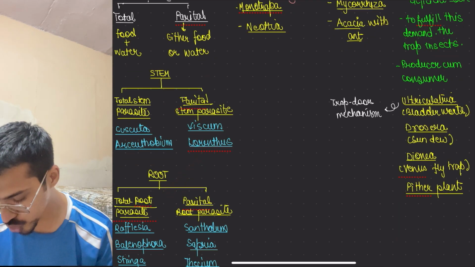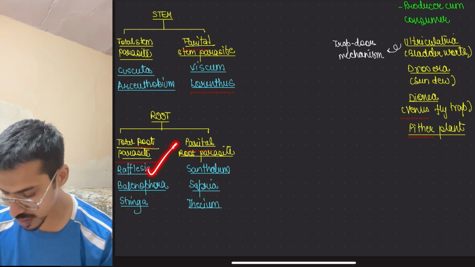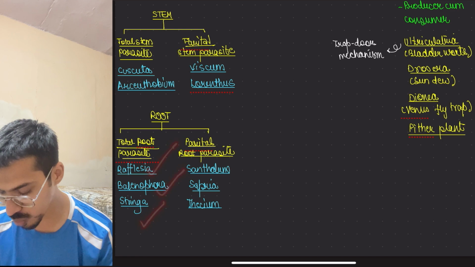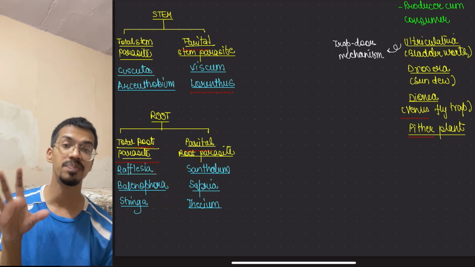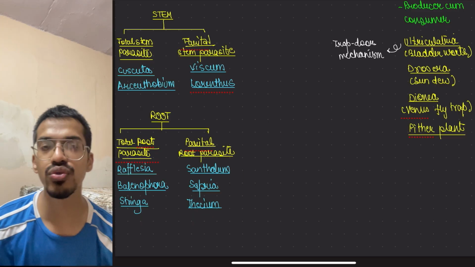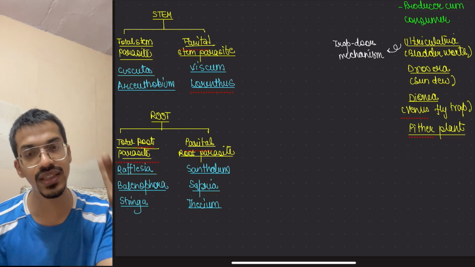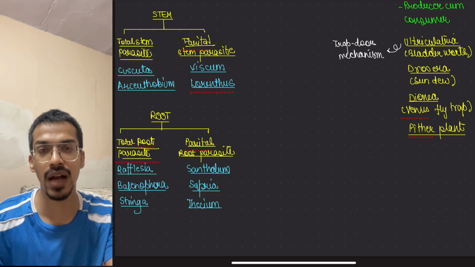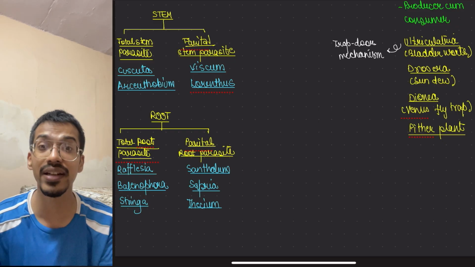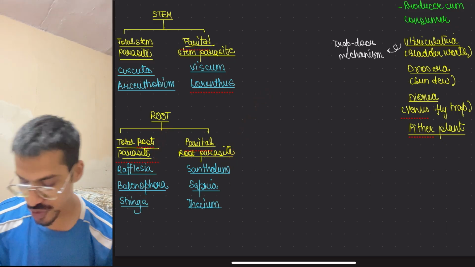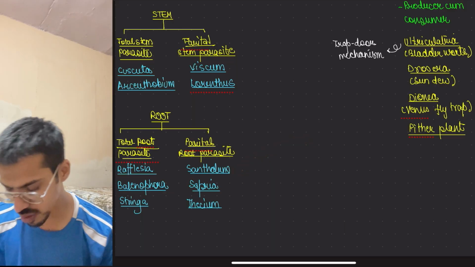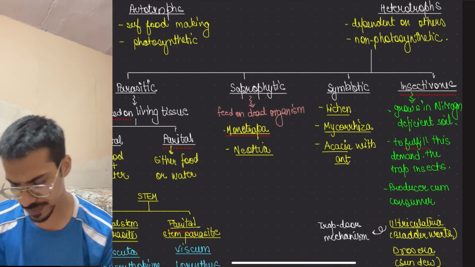Okay, then root parasites, the total root parasites like Rafflesia, Balanophora, Striga. What is Rafflesia? Rafflesia is the biggest flower. It doesn't have its own roots. It is present on the stem or the root of the other plant and gets water and food from it. And for partial root parasites, other examples are given to you.